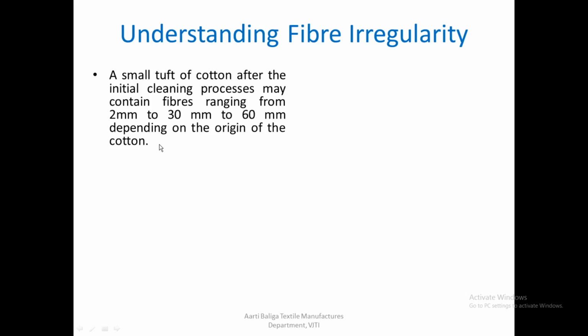For example, if the cotton is Egyptian cotton, it will be of higher length, the maximum length being 60 here. If it is some Indian cotton like MCU5, you will find that it is somewhere in the mid range, where the maximum fiber length would reach maybe 35 mm or so. So depending on the origin of the cotton, you'll find a range of fiber lengths in your cotton tuft after the initial processing is done, of course.